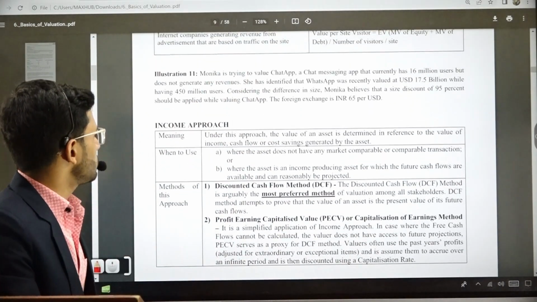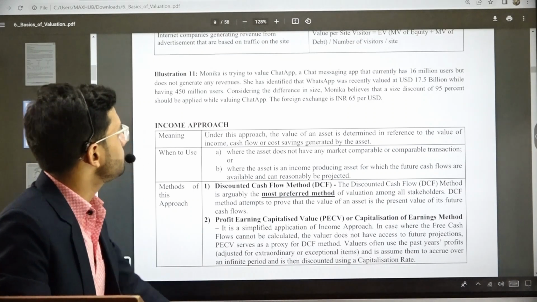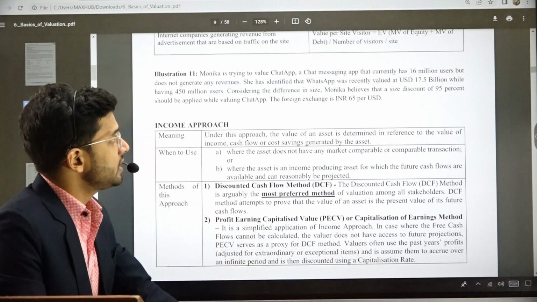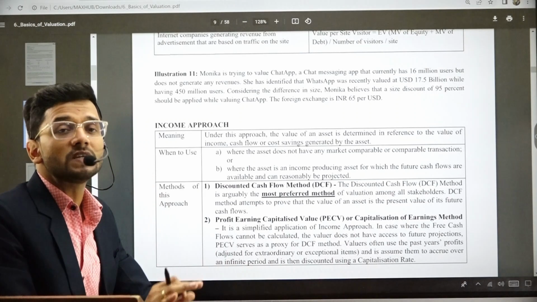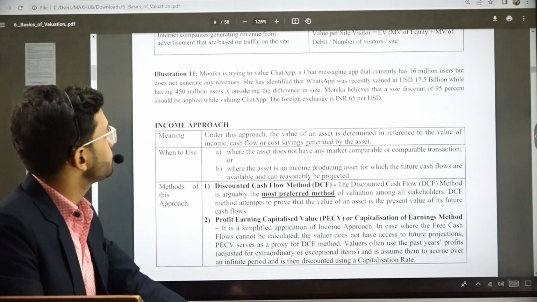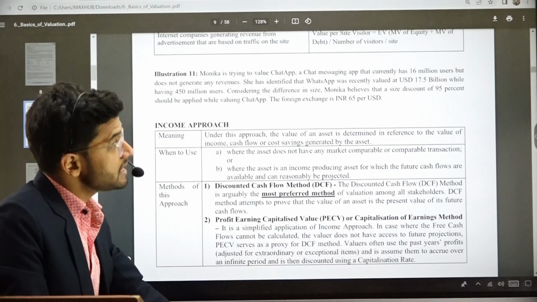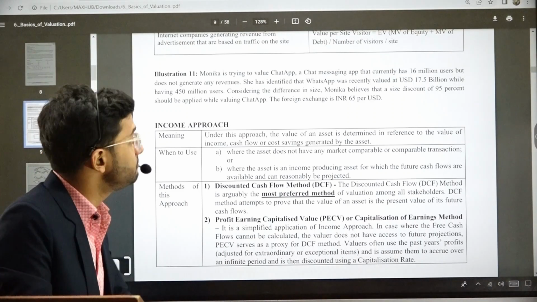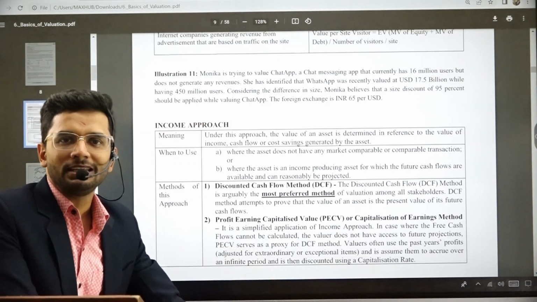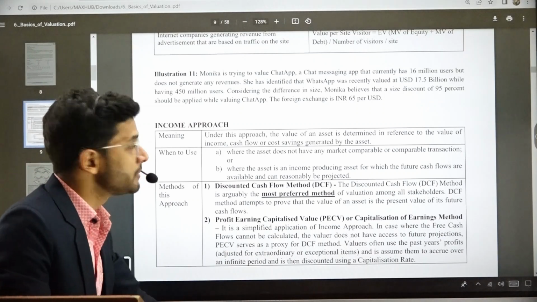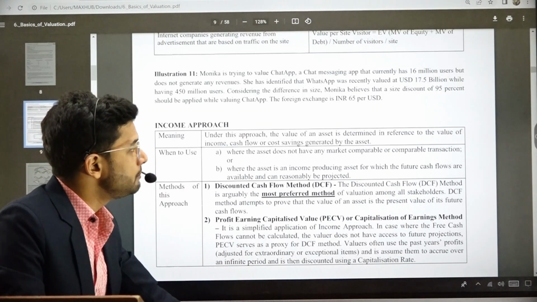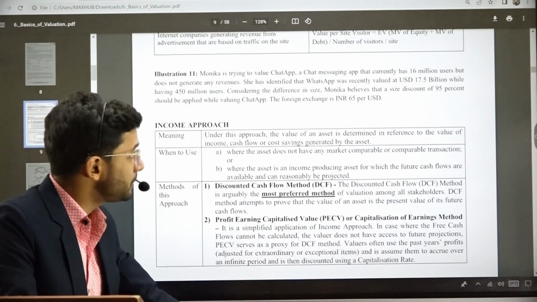So let's see one practical question of this particular concept, guys. Illustration number 11. Monica is trying to value chat app. Chat app is a chat messaging app that currently has 16 million users but does not generate any revenue. It might be a pre-revenue company. She has identified that WhatsApp was recently valued at $17.5 billion while having 450 million users. So WhatsApp is a big company. Considering the difference in size, Monica believes that a size discount of 95% should be applied while valuing chat app.